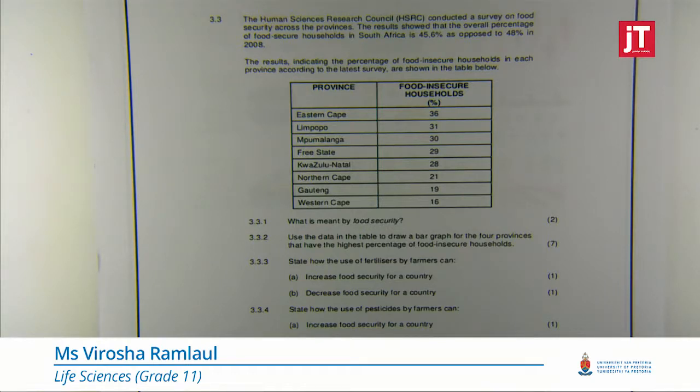Use the data in the table to draw a bar graph for the 4 provinces. Then you think, bar graph, so easy. But can you figure out where the trick is? Most of you don't read properly. You will draw all the provinces. What did they ask you? 4 provinces with the highest percentage. So sometimes you must not do what you think you saw. You must actually highlight the important words. And in those days, 2014, 7 marks for a bar graph. Quite amazing. Right, you could do with those 7 marks.